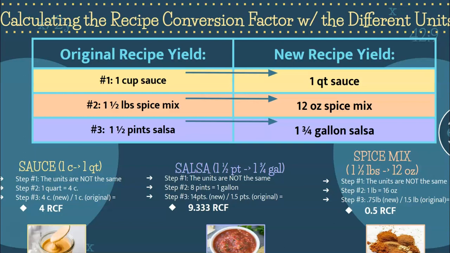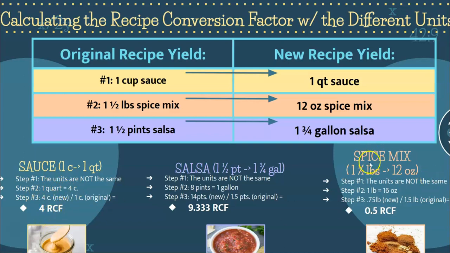So number 1, you're converting 1 cup of sauce to a quart of sauce. Number 2, 1.5 pounds of spice mix to 12 ounces of spice mix. And then number 3, you're doing 1.5 pints of salsa to 1 3/4 gallon. So you can see how we converted it based on, for the sauce, there's 4 cups in a quart. So you can see how we did that.